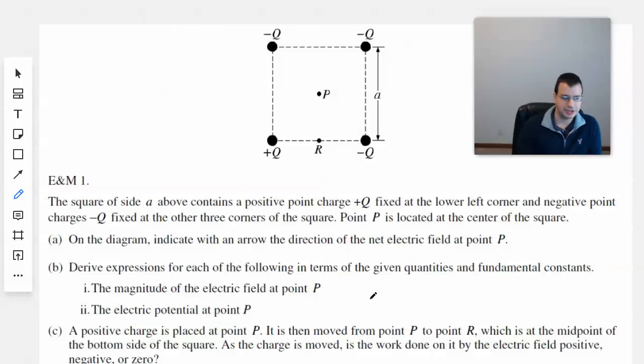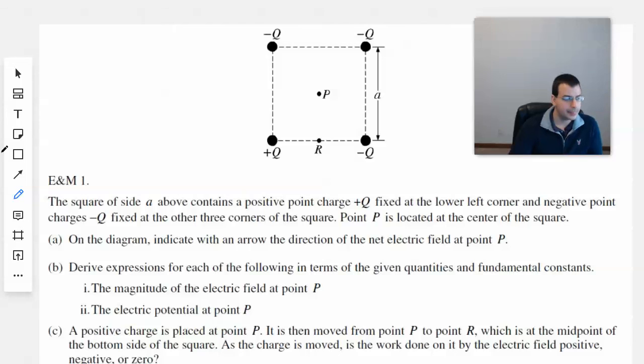The square of side A contains a positive charge plus Q, check, fixed to the lower left corner, and negative Q, check, at the other three corners of the square. Point P is located at the center of the square. Seems reasonable. On the diagram, indicate with an arrow the direction of the net electric field at P.